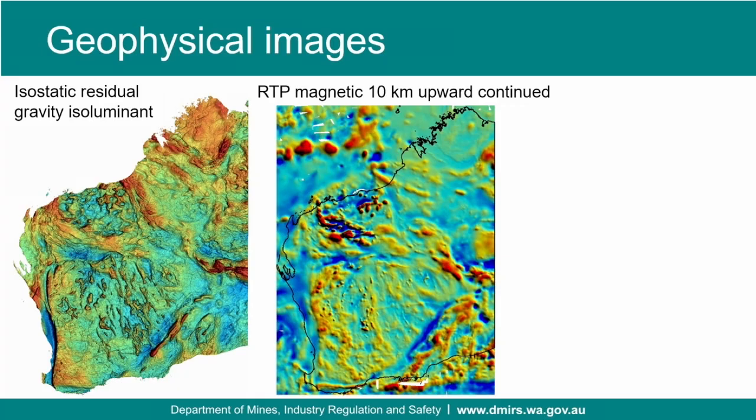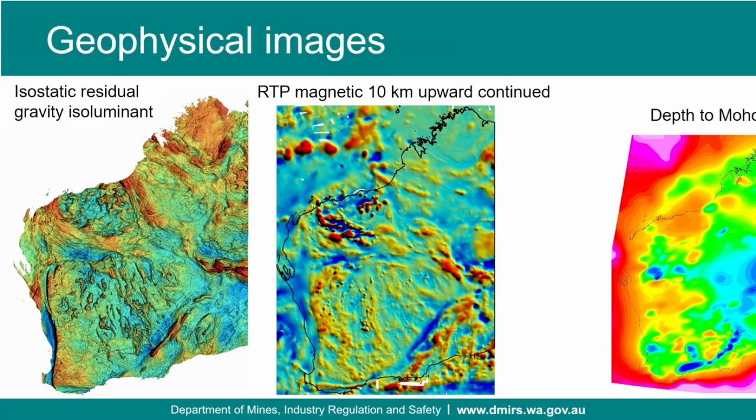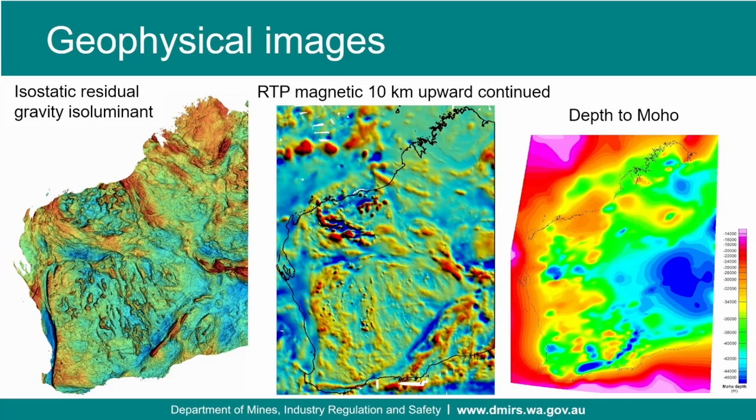We also wanted to look a bit deeper with the aeromagnetic data, so we created this 10-kilometre upward continuation image of the aeromagnetic data to remove some of that near-surface noise and look a bit deeper down. In a separate and parallel exercise, we made our own depth contour map of the MOHO. We used deep crustal seismic reflection and refraction lines, as well as passive seismic to do this.